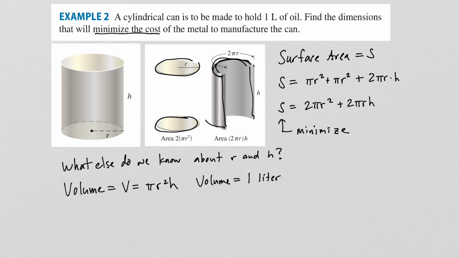Now, a small detail here. I'm not going to use 1 liter. I'm going to use 1,000 cubic centimeters. And that is because 1 liter is equivalent to 1,000 cubic centimeters. The reason for this is because if I'm going to measure r and h, those will not be measured in liters. Those will be measured in centimeters. So I need to convert my volume measurement from liters to cubic centimeters.